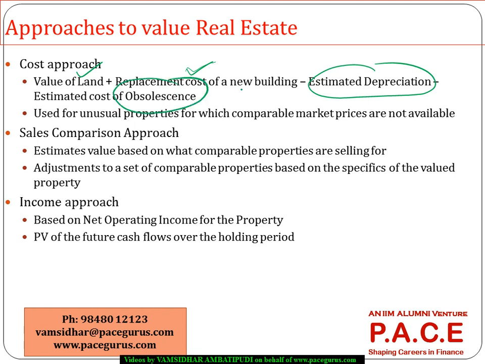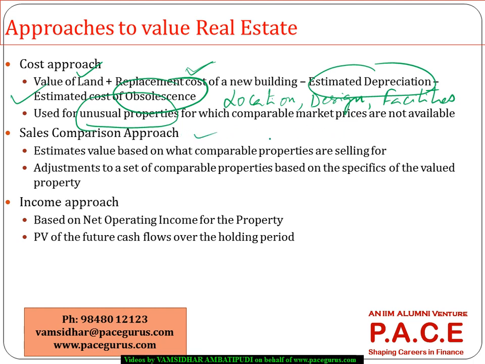And what are the costs of obsolescence? It could be because of locational disadvantage, or because of design or facilities disadvantage, or various other things that are associated with this particular building. So based on that we find the value, but of course the problem here is that finding out the value of each of these things is not going to be that easy. So that's where we use this kind of valuation mechanism, generally for unusual properties for which comparable market prices are not available.